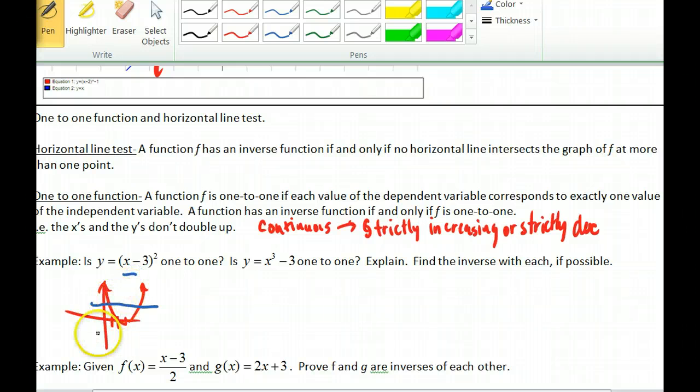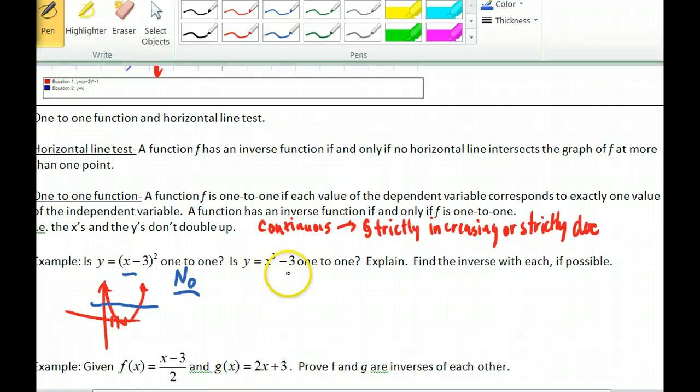Right? And in fact, if you flip this over the y equal to x, you would see that it'd be something like this. Okay? So this is not 1-to-1. No, it is not. 2 reasons. It's not strictly increasing or decreasing, and then it does not satisfy the horizontal line test.